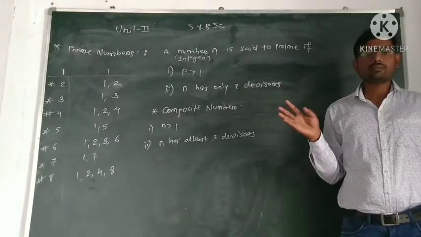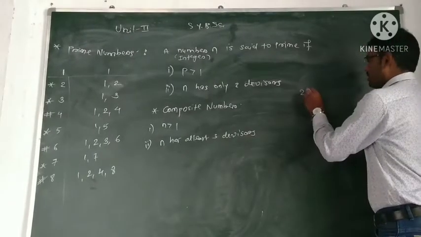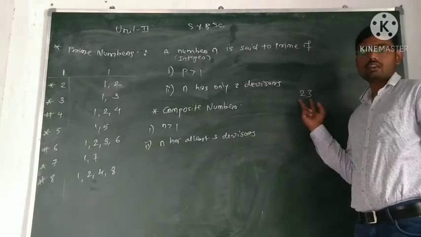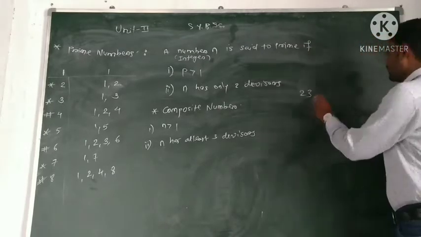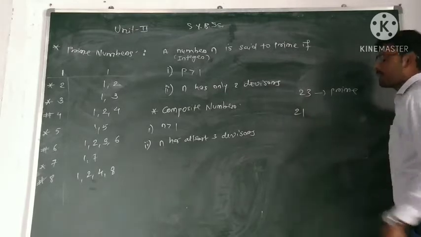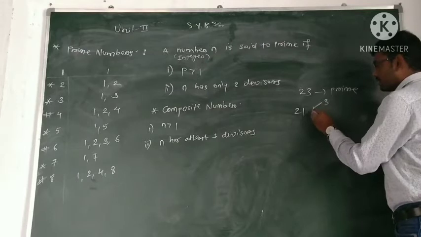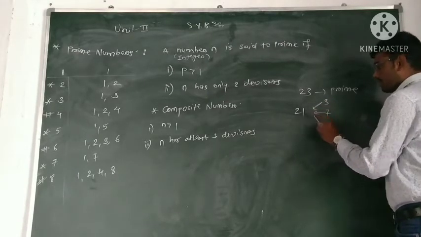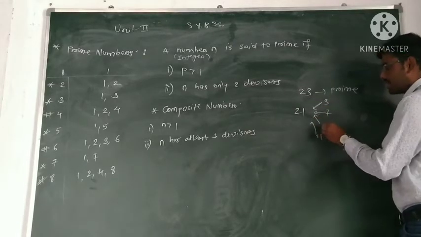Okay, so understand composite numbers and prime numbers. You can see 23 is a prime number because there are no proper divisors of 23. Only 1 and 23 divide 23. So 23 is prime. But 21 is not prime. Why? Because there are divisors like 3 and 7. These are divisors. 1 and 21 are the improper divisors.